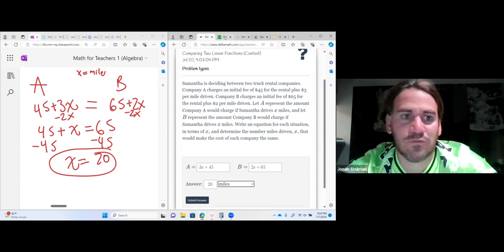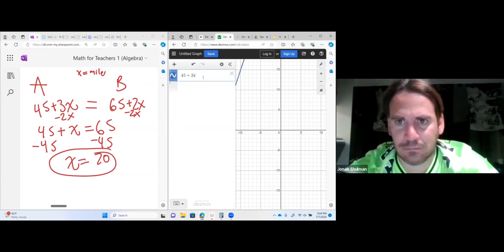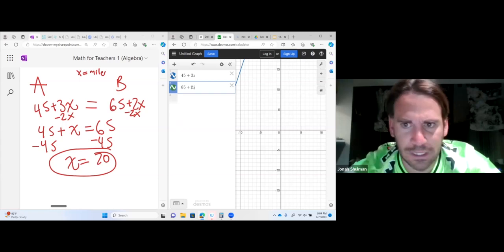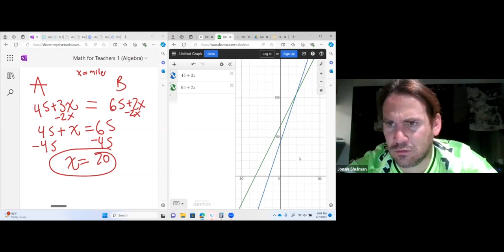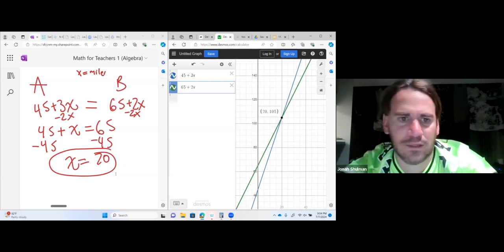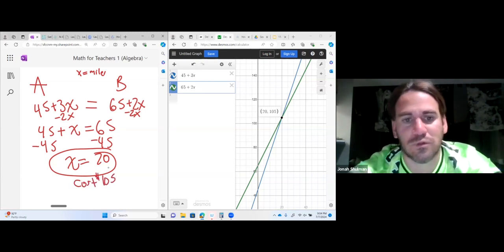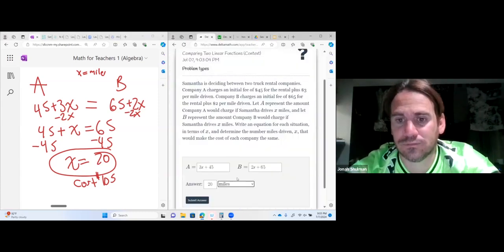All right, and if you want to be fancy, we can see it on a graph. 45 plus 3X, boom, and we got 65 plus 2X. And where do they match? They should match at 20. Let's click the dots. There we go. It says 20. And how much would that cost? They asked you the cost. It would be $105 where they match. Boom, boom, boom. That's how graphing can help students visualize what's happening too. All right.